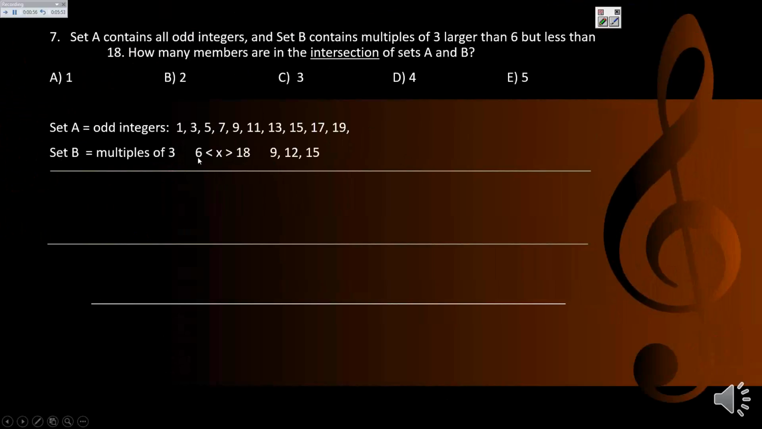Well, here we have some larger than 6 but less than 18. Multiples of 3, so we've got 9, 12, 15. We can't go up to 18. And they want to know how many members are in the intersection of A and B. So basically, we're looking at the numbers that are the same. So we've got 9s are the same, and do we see any others? The 15s are the same. So we actually have 2 that are in the intersection of sets A and B. That would be choice B.